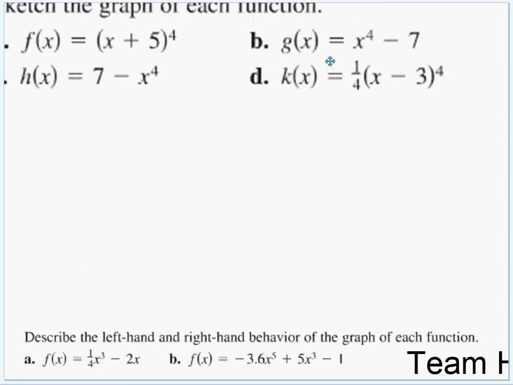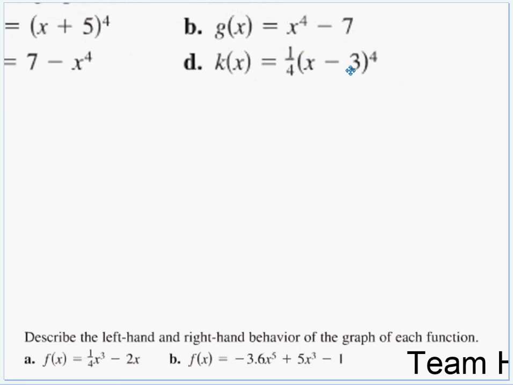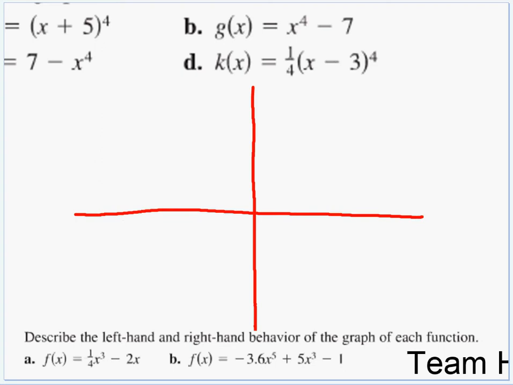Last one here. Even exponent. We're going to have a shift here to the right of 3 units. So we're going to go out 1, 2, 3. And put in our point. That'll be our vertex, and we're opening up. And usually we would go over 1. Here I'd go over to +2 and up 1 unit to get to this next point.